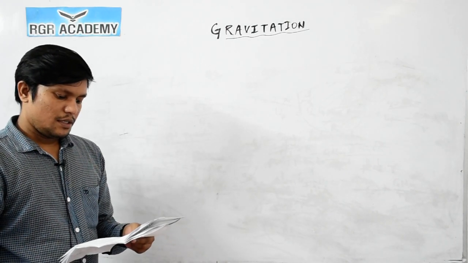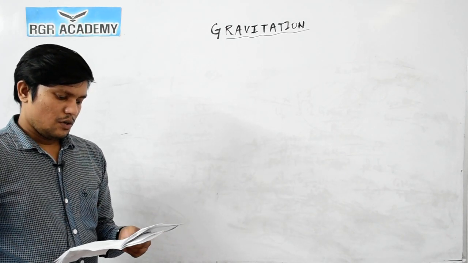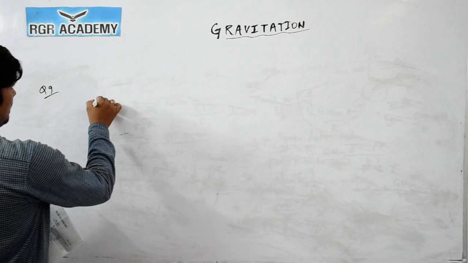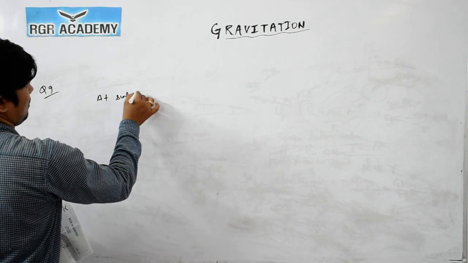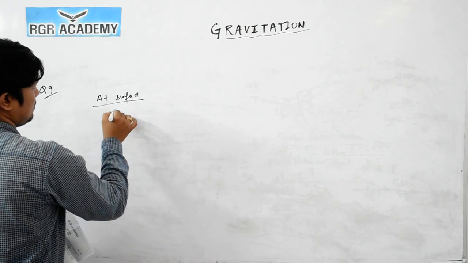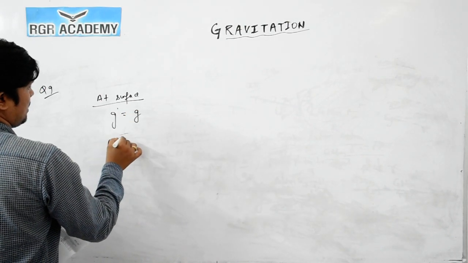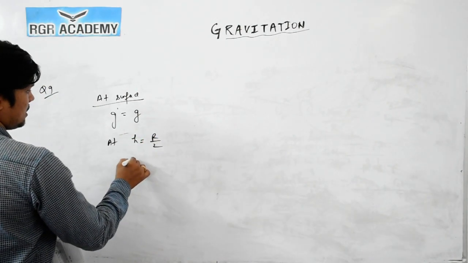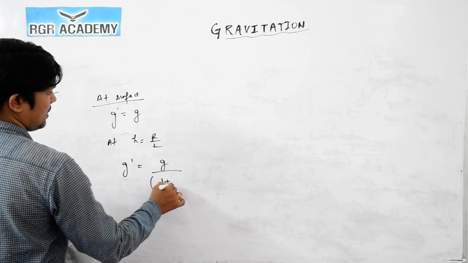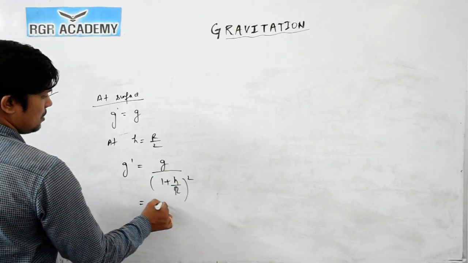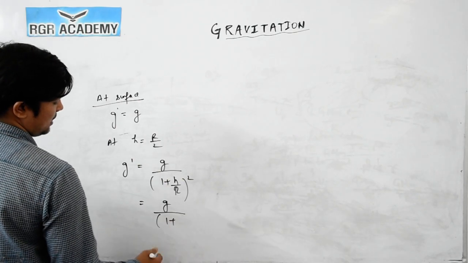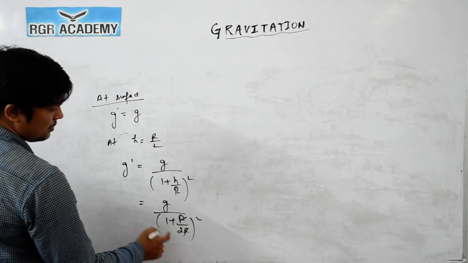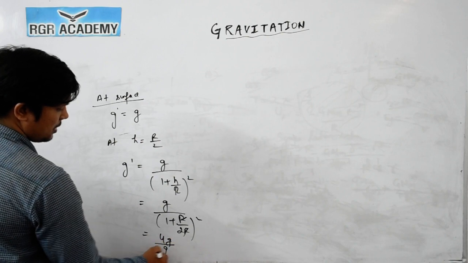A body weighs W Newton at the surface of Earth. What is the weight at the height equal to half of the radius of Earth? Okay. So we know that at the surface of Earth, g dash is equal to g. At height equal to half of the radius, g dash will be given by g by (1 plus h by R) square. So it will be g divided by (1 plus R by 2R) square. So it will be equal to 4g by 9. 4g by 9.